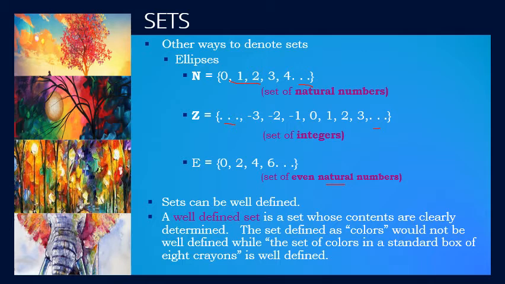Take note that sets can be well-defined. A well-defined set is a set whose contents are clearly determined. The set defined as colors would not be well-defined, while the set of colors in a standard box of 8 crayons is well-defined. Shall we say a set which is known as colors is not well-defined, but a set of primary colors is already well-defined.